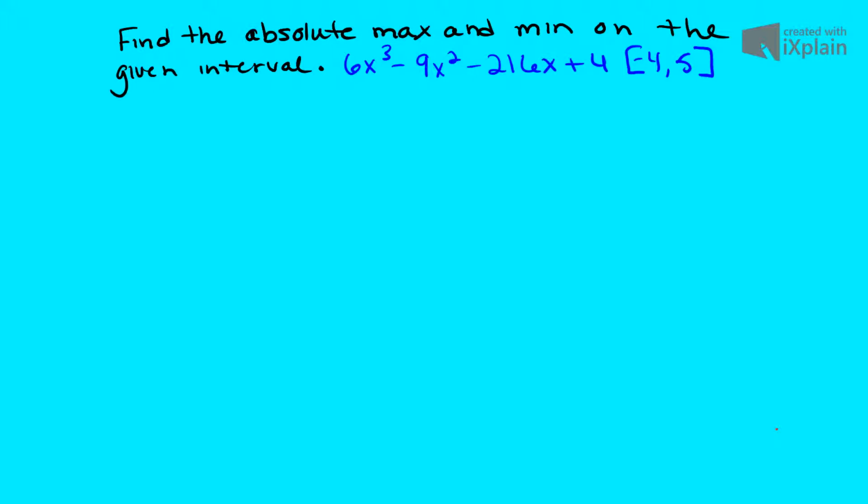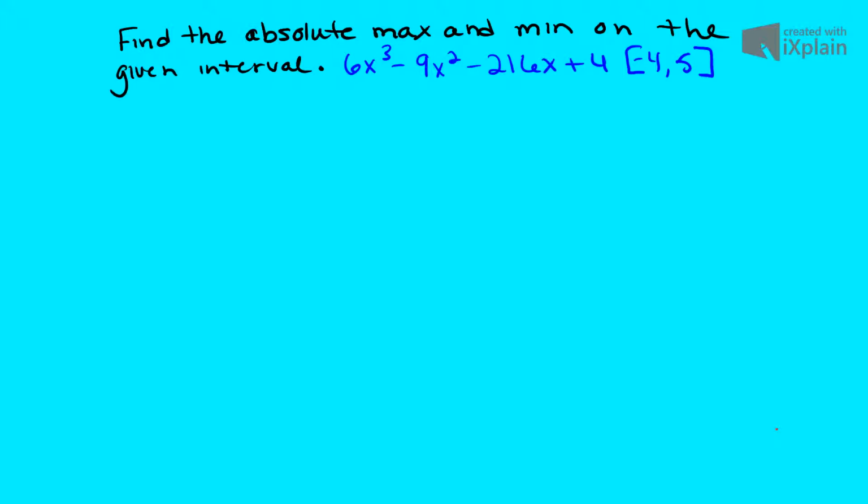Find the absolute max and min on the given interval. And our function is 6x cubed minus 9x squared minus 216x plus 4. The interval we're given is -4 to 5.